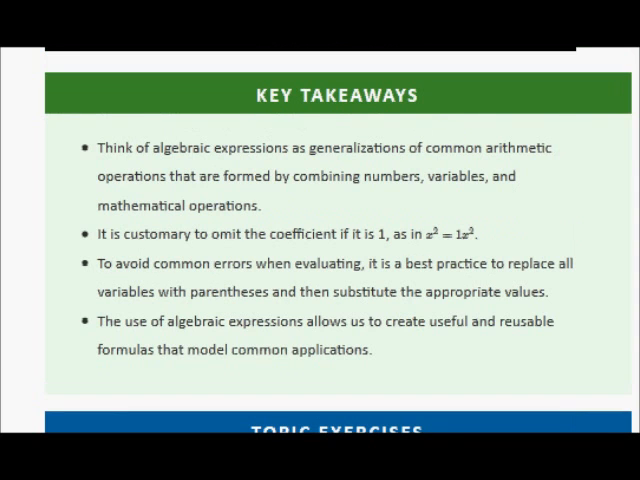Okay, so what did we learn here in this section? Think of algebraic expressions as generalizations of common arithmetic operations that are formed by combining numbers, variables, and mathematical operations. It's customary to omit the coefficient if it's a 1, as in x squared is equal to 1x squared. To avoid common errors when evaluating, it's best practice to replace all variables with parentheses and then substitute the appropriate values. The use of algebraic expressions allows us to create useful and reusable formulas that model common applications.